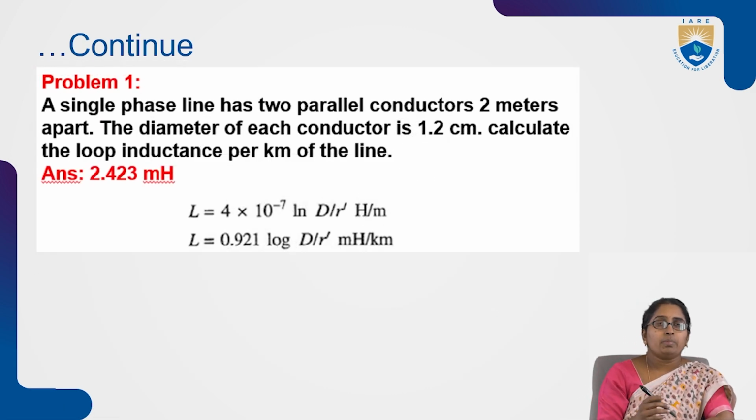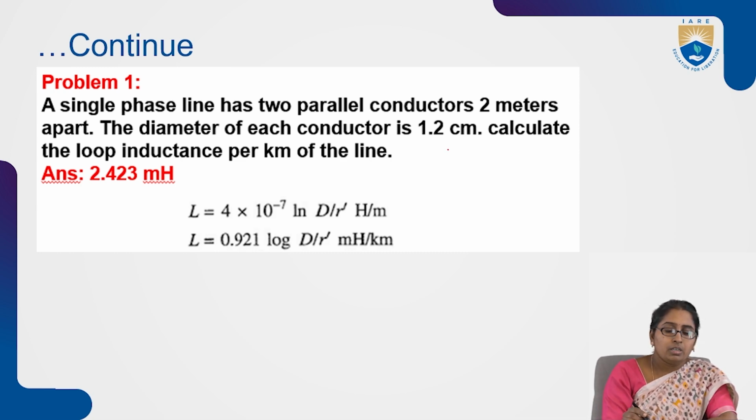So if we look at a small problem, look at this problem. A single phase line has two parallel conductors 2 meters apart. The diameter of each conductor is 1.2 centimeter. Calculate the loop inductance per kilometer of line. So here it is clearly mentioned in the problem, it is a single phase line having two conductors, and the distance between them is given as 2 meters. Before that, first recall the loop inductance expression.